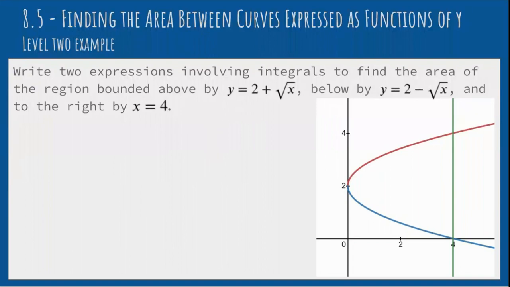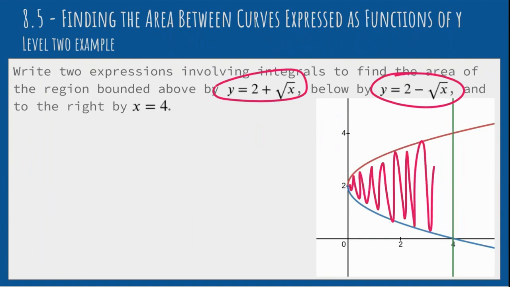So we are given three functions here. It's the area of the region bounded above by y equals 2 plus the square root of x, which is this red function here, below by y equals 2 minus the square root of x, so that's the blue one here, and to the right by x equals 4. All right, so that bounded region is the only region bounded by all three of those. All other regions defined by those are going to be unbounded. It's the area that I have shaded there.